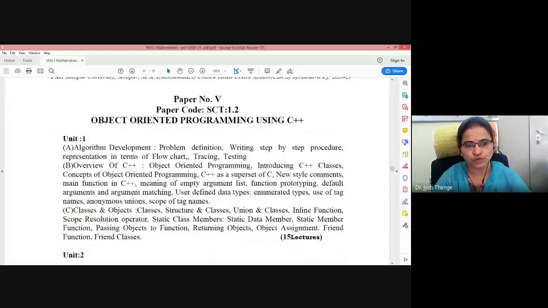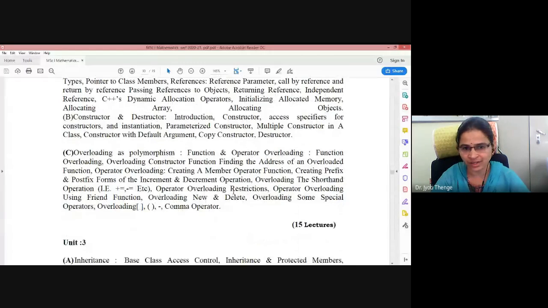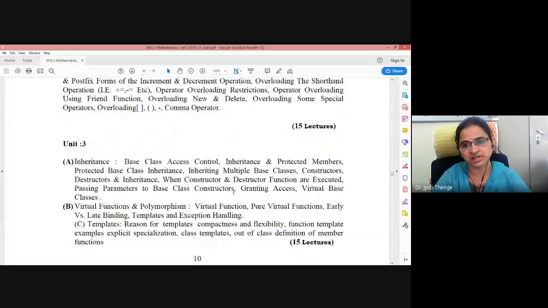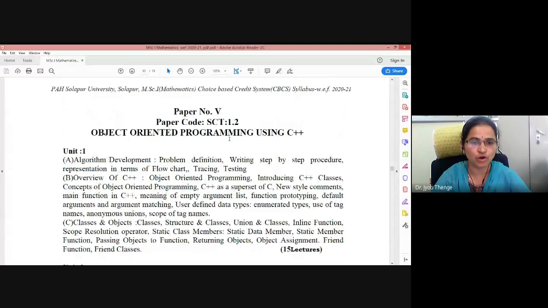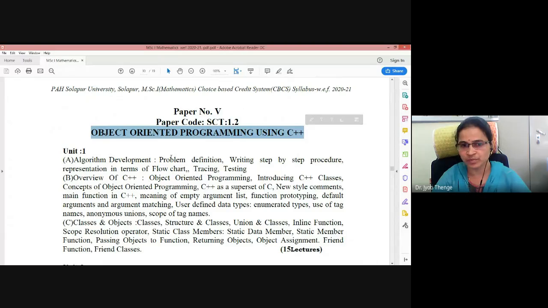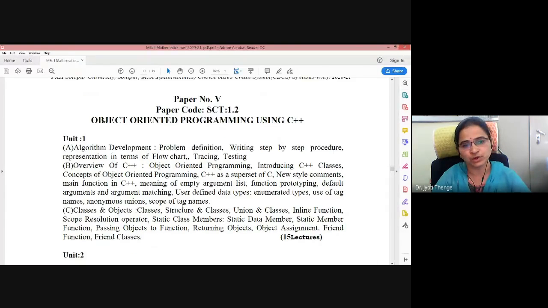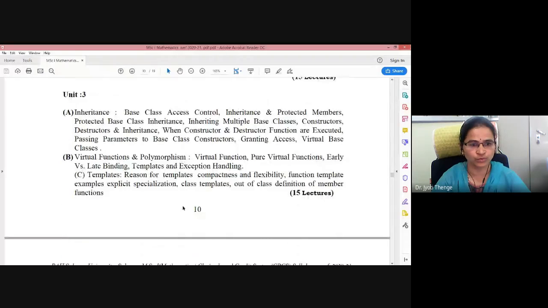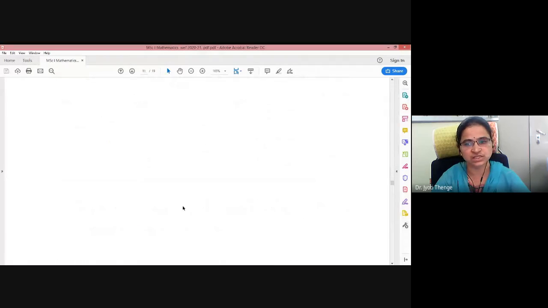This was the second soft core theory paper, but we are not running this paper. If someone is interested to take this paper as the soft core, as their optional paper, where the heading is Object Oriented Programming using C++, no doubt you can select the paper, but you have to study on your own. There will be no teaching for this paper.